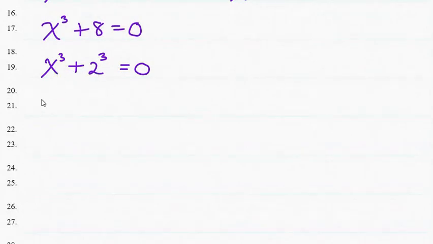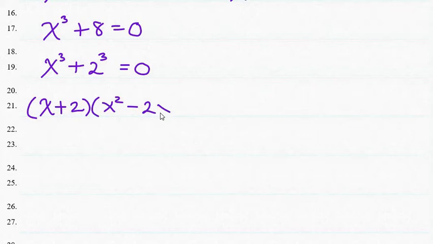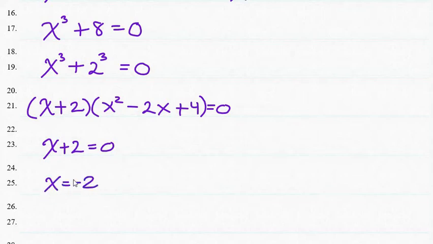To factor this, it's x plus 2 times x squared. Now you write the opposite sign here, and then this number times this number, and then this is always plus, and then you square that number, so that's a 4. The first factor, set equal to 0, gives x is equal to -2. So that should be one of our solutions.